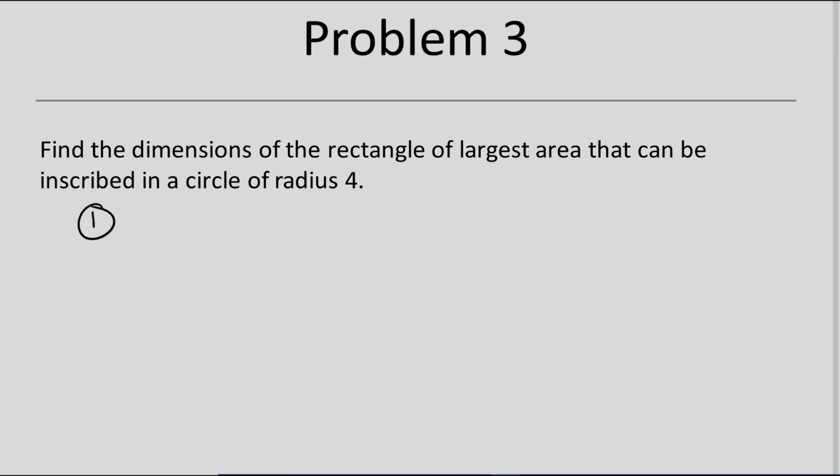So step 1, find the dimensions. We're trying to find dimensions, by the way. We're not trying to find any areas of the rectangle. Find the dimensions of the rectangle. Should probably get the equation right now. Of largest area that can be inscribed in a circle of radius 4. So, the circle of radius 4 inscribed in.